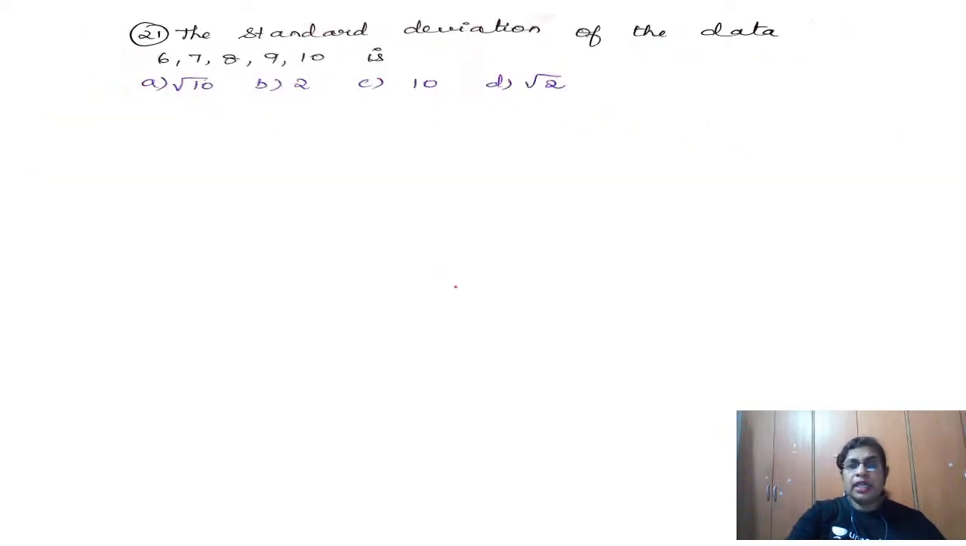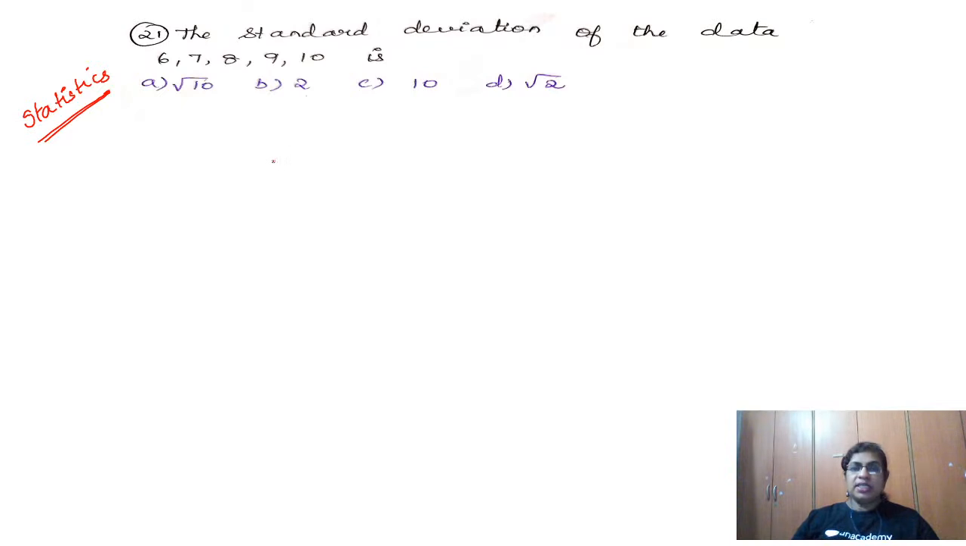Yes, so we move on to the next question, and the next question tells us the standard deviation of the data. What is the data given to you? It is ungrouped data. Here 6, 7, 8, 9 and 10. So the question asked is standard deviation. Which chapter does this belong to? This is the chapter statistics. If you check the question papers from the statistics chapter, you will get one question or the other.